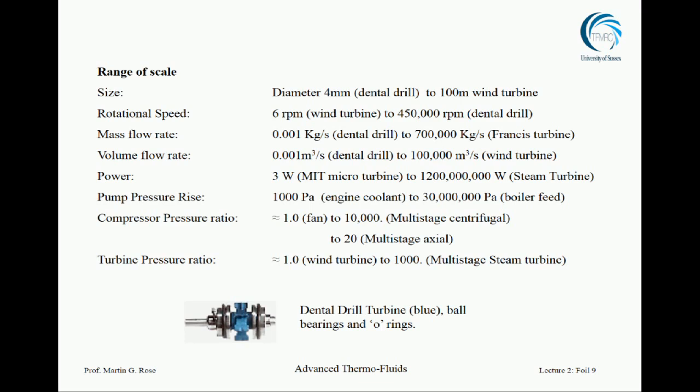Compressor pressure ratio. For fans, if they're just ventilation fans, you get a pressure ratio of about 1. If they're the fans on the front of a Rolls-Royce turbofan engine, the pressure ratio is about 2. These are typical numbers for fans.